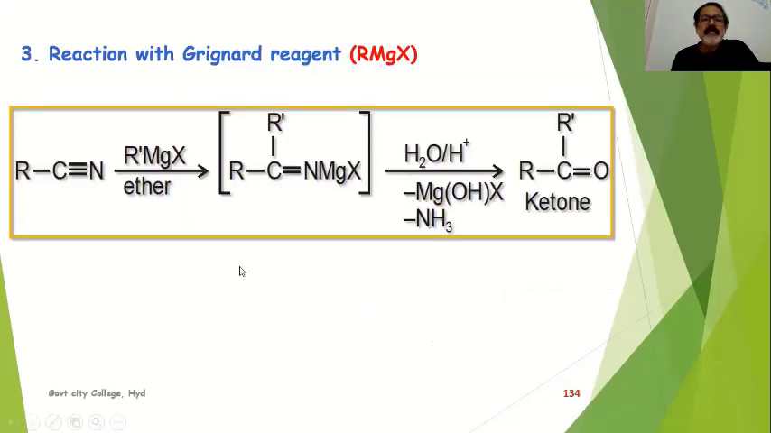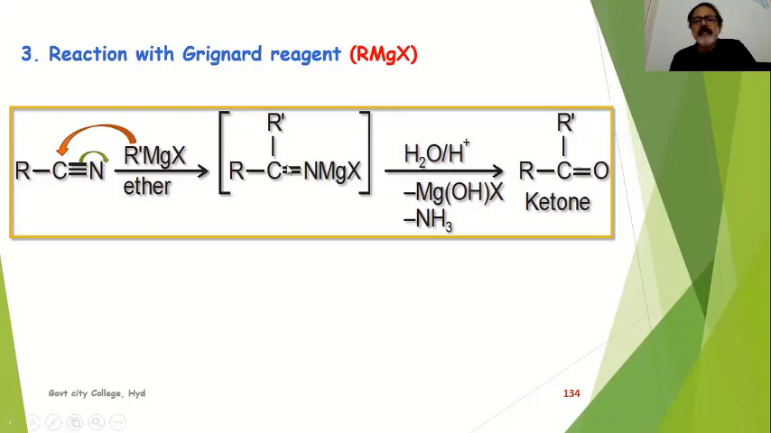Reaction with Grignard reagent. Grignard reagent is RMgX. This RMgX will react in the presence of ether. I told you R will be minus, MgX will be plus. So initially, as MgX is plus, this nitrogen pair of electrons will react with magnesium, and this alkyl will go to carbon. So you are getting R prime on the carbon, and this MgX attached to nitrogen, you are getting an intermediate.